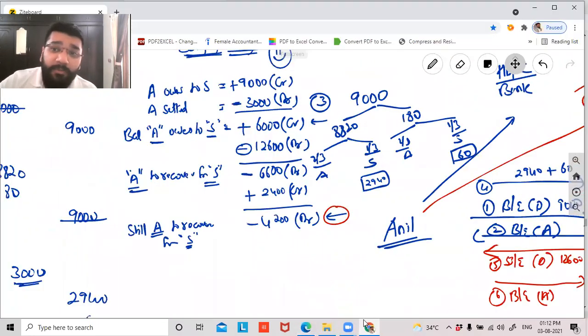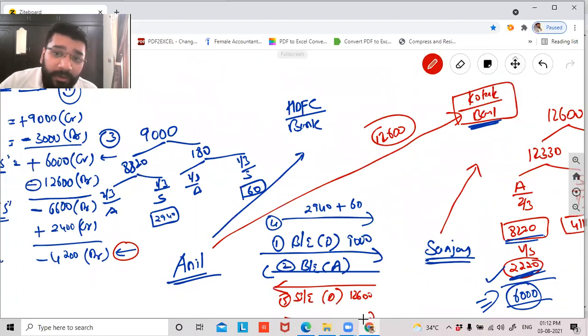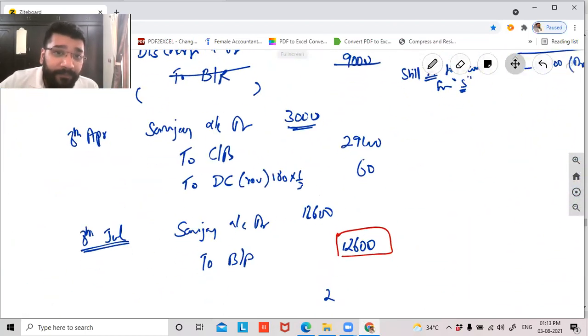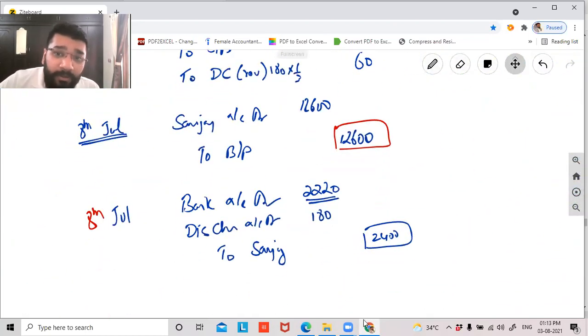So tell me one thing, guys. The moment Anil becomes insolvent, there is a liability which says that Anil has to pay this bill to Kotak Bank. Is that liability valid? No. Before the due date, you came to know that Anil has become bankrupt. So Sanjay very well knew that Anil will not pay this 12,600 to Kotak Bank, and Kotak Bank will recover it from Sanjay's account. So guys, you need to reverse the liability of bills payable. This bills payable liability that you created, you need to reverse it.